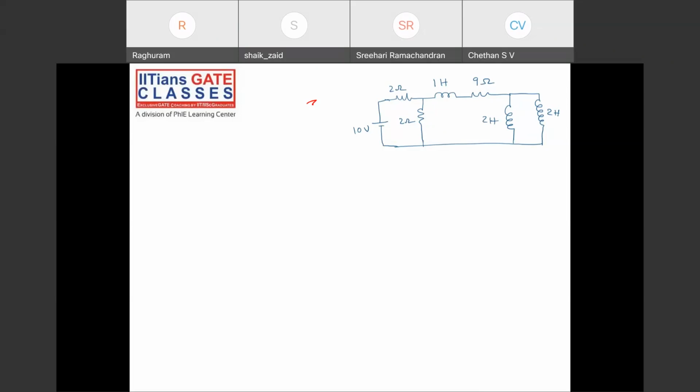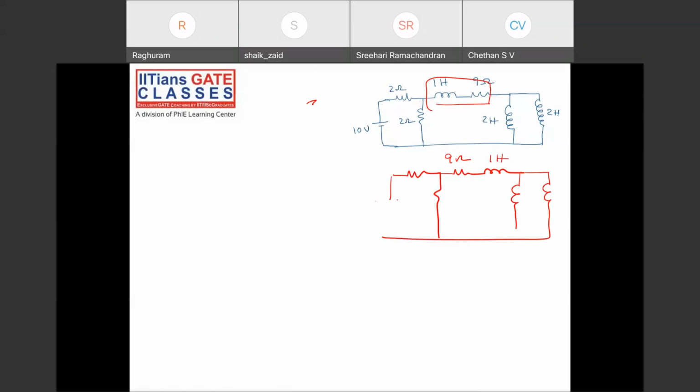First, let me redraw the circuit. It is something like this. See, these two are in series, right? Can move it like this: 9 ohm and 1 Henry. Now this is the circuit. Equivalent we get 2 Henry inductance. So you have to see from these points. What is the equivalent inductance and what is the equivalent resistance?